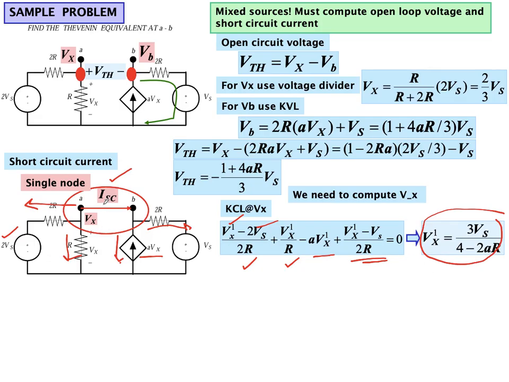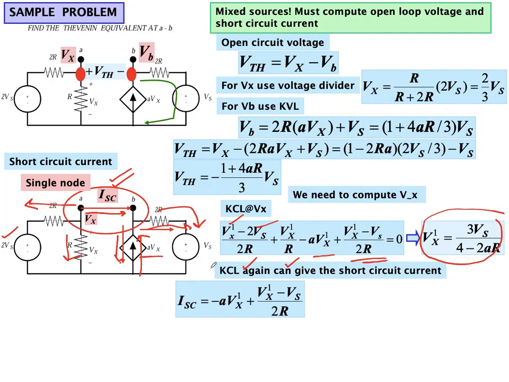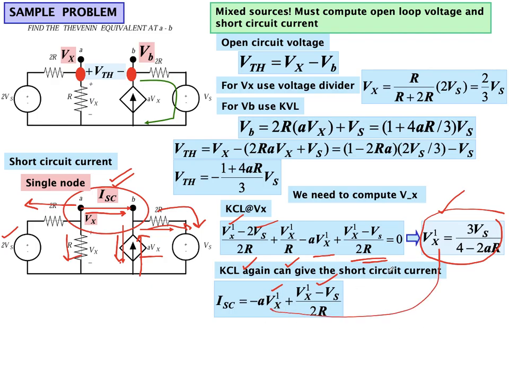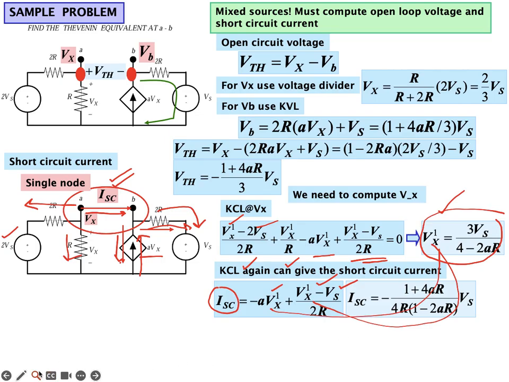And since we need to find I short circuit, we've already seen that expression: the current entering the node is I short circuit and the current entering the node is AVx. This will be equal to this current. So we can write this like this. So I short circuit is these two elements. Here we already found Vx, we substitute Vx here, we substitute Vx over here, and we get I short circuit in the form of Vs. So that is this expression.